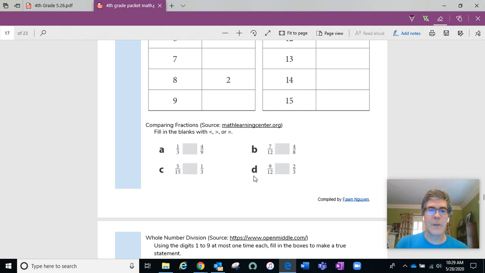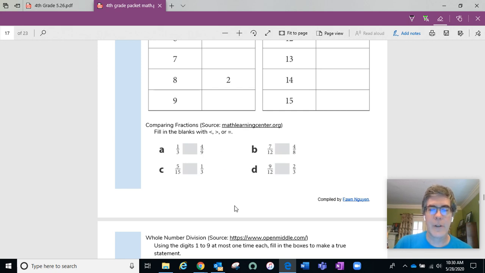There are a number of ways that we could approach these problems. We know we can always find common denominators and then pretty easily compare which fraction is bigger than the next. Sometimes we're also able to find common numerators. So if we have common numerators, then the number with the larger denominator is going to have smaller pieces, and therefore that's going to be the smaller fraction.